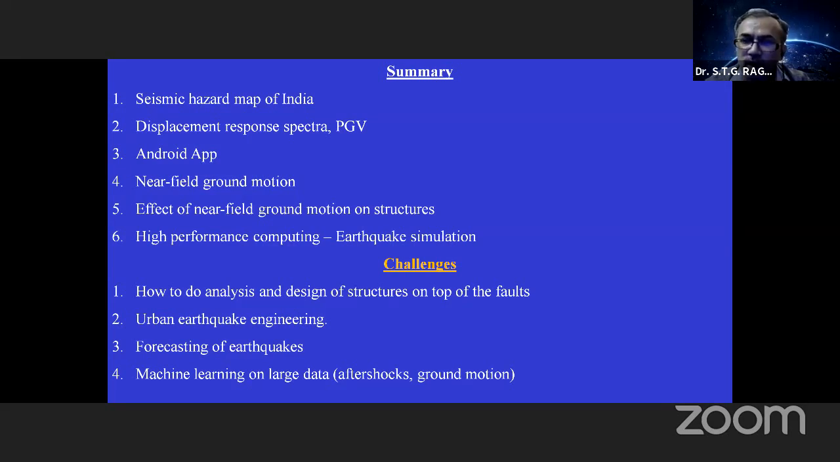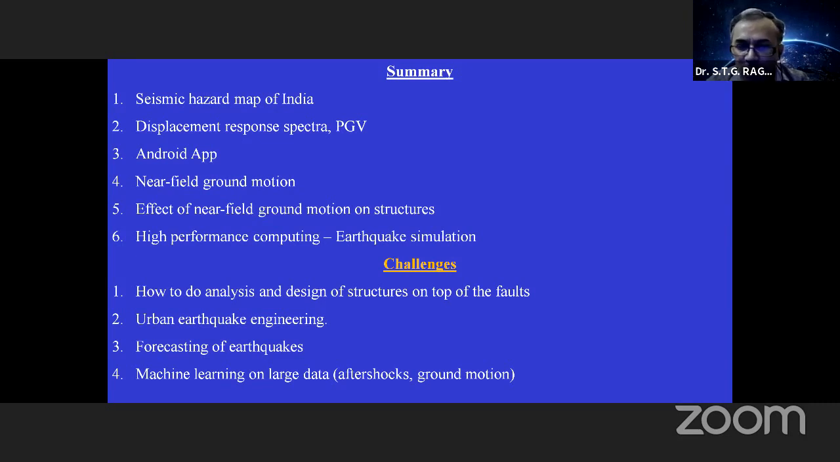And I have also shown you one more app, which we are going to release maybe for advanced users, to estimate the site specific spectra. That also will be provided, so you can use it and generate your site specific spectra. Then I have also spoken about near field ground motion. When you are located across the fault or on top of the fault, you have to do something extra in your design apart from the codal provisions.